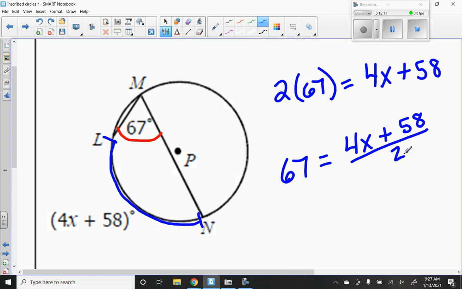Whatever you do, just know that these two things are not equal. You have to double one or take half the other. Just never make them equal. 67 is not equal to 4x plus 58. That's when it's central. Inscribed angles are never equal.